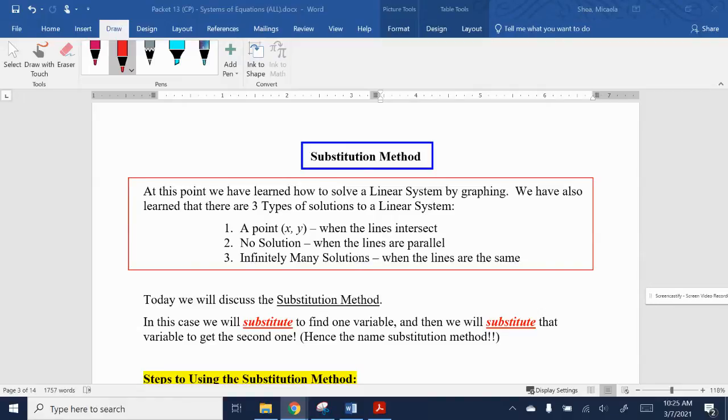Welcome back to class. The other day we talked about solving a system of equations using the graphing method. Today we're going to continue in packet number 13 using the substitution method. At this point, we've learned how to solve a linear system by graphing.